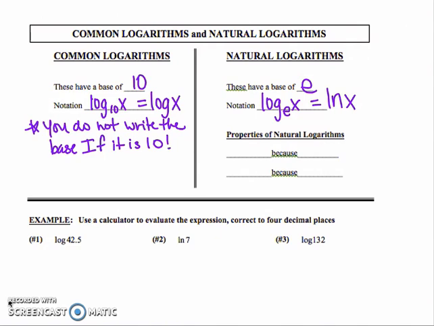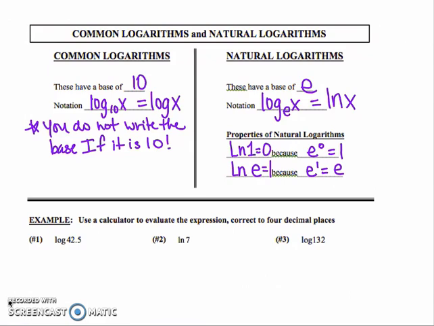And then we have some properties of natural logarithms. Okay, ln of 1 is equal to 0, and that's because anything to the 0 power is 1, right? So if the base is e, e to the 0 is 1. And then natural log of e equals 1 because e to the first power has to equal e.